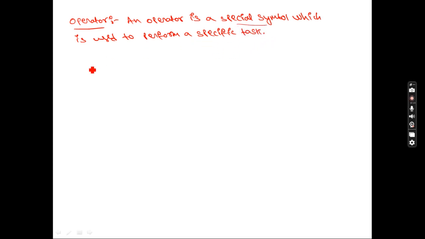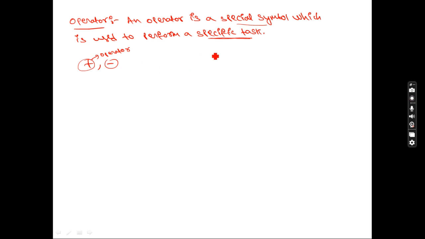If anyone asks what is the meaning of special symbol: for example, if you want to perform addition, you use the plus symbol, and if you want to perform subtraction, you use the minus symbol. These are called operators in C language. For every operation you use one symbol, so every operator is responsible for doing a specific task. That is the definition of an operator.